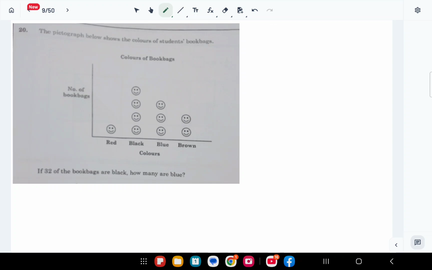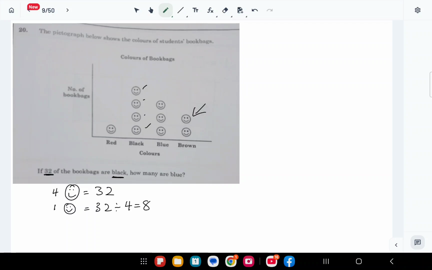Number 20, they said the pictograph below shows the colors of students' book bags. We have number of book bags, we have the colors. They said if 32 of the book bags are black, how many are blue? First we need to find out how much one of the smiley faces represents. So 4 smiley faces is equal to 32 book bags, because 32 of the book bags are black. And we have 1, 2, 3, 4. So one smiley face is 32 divided by 4, which is equal to 8.